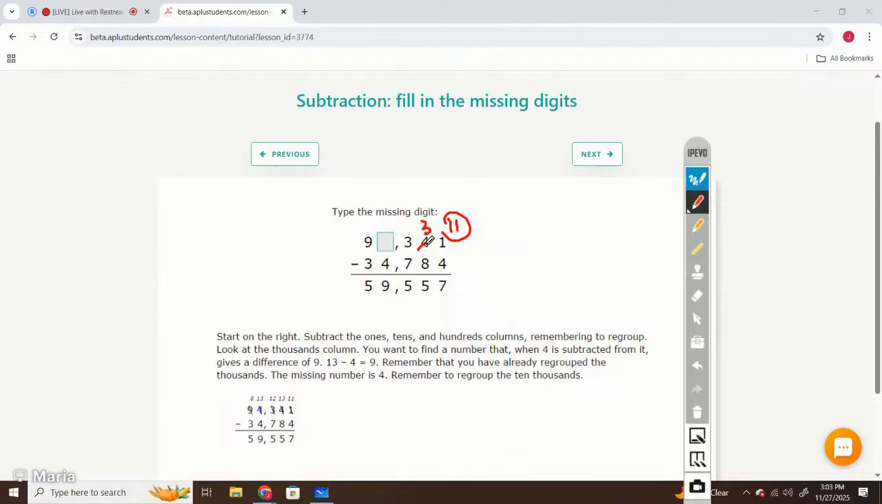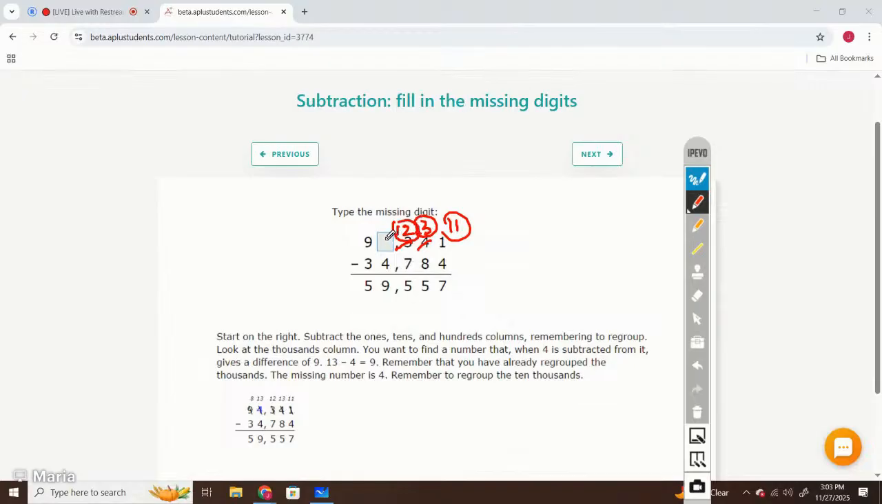Now subtract the tens. We cannot subtract 8 out of 3. So we need to borrow 1. 13 take away 8 is 5. Again, you cannot subtract 7 out of 2. So you have to borrow 1 from here. So that is 12 take away 7 is 5, right?